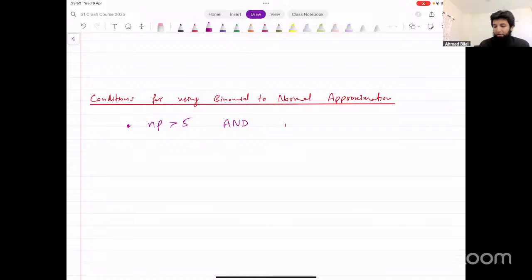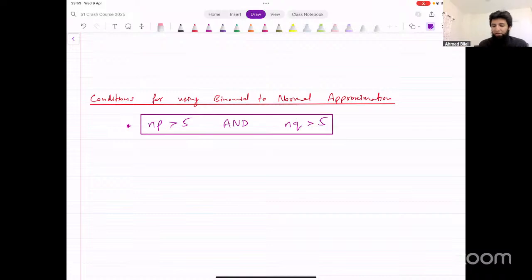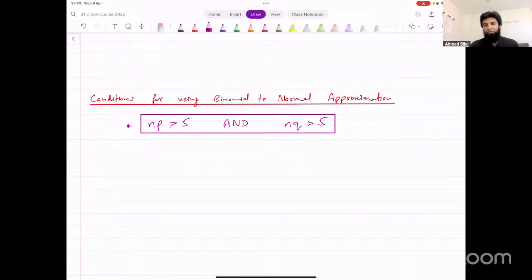And nq should also be greater than 5. Both of these numbers have to be greater than 5. If both are greater than 5, then we can use approximation. Otherwise, we cannot.